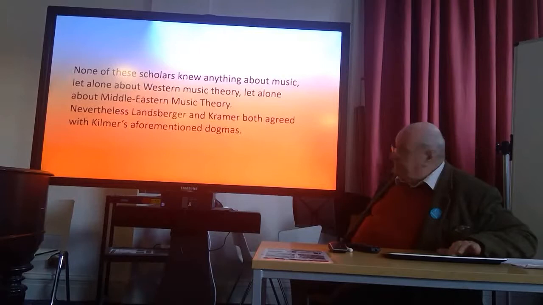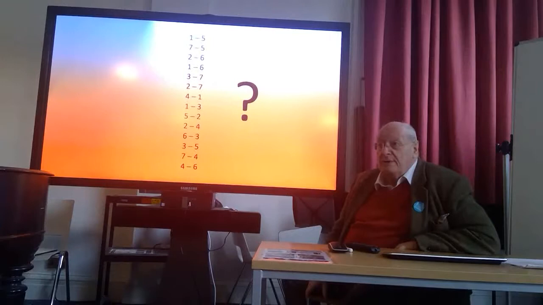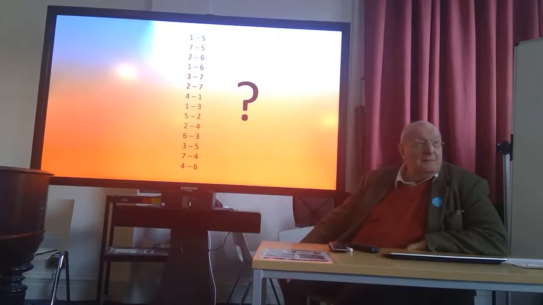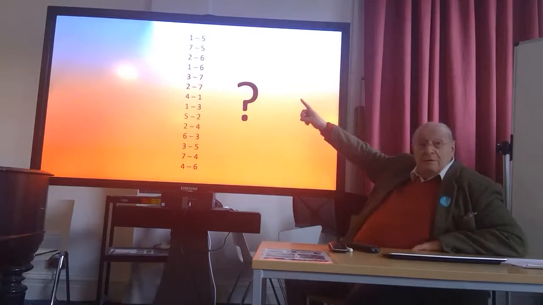Now, you see the series of numbers here. So, what does it tell you? Ascending or descending? Firstly, we don't know, because there are no indications as to where the system goes. Is it do, re, mi, fa, sol? Or is it do, si, la, sol, fa?